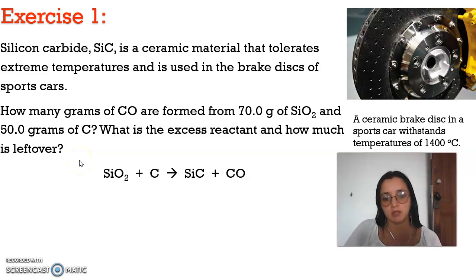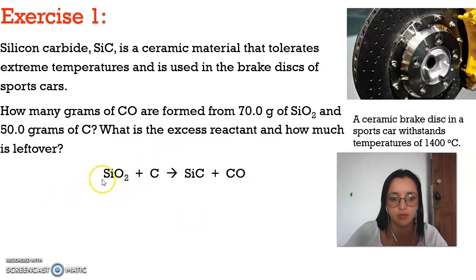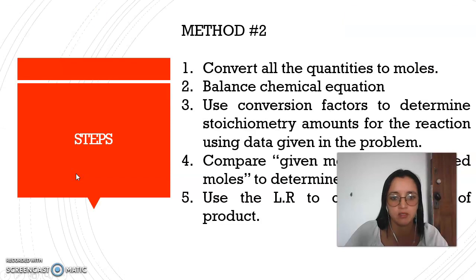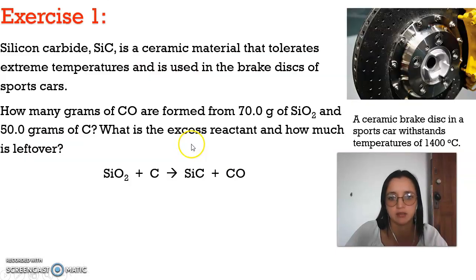However, both methods are useful to answer all the questions that you can get about stoichiometry. So you can just choose one of the two methods and stick to it. You don't have to know both of them, just choose the one that you prefer and that is easier for you. In both methods, the steps are very, very similar. If you notice, in both methods, the first step is to convert all the quantities to moles, and the second is to balance the chemical equation. The steps are exactly the same.